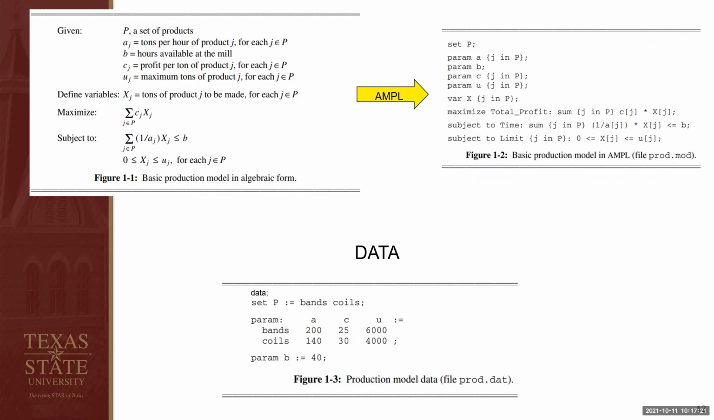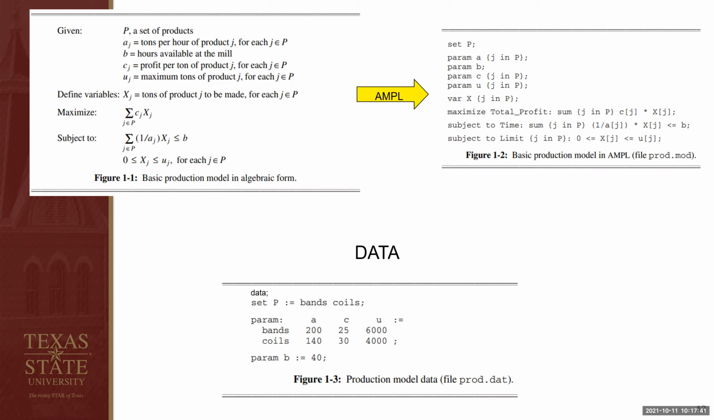Parameter C is the profit. And parameter U is the maximum tons, so that's for the demand. We're going to use that also as a right-hand side of one of the constraints. And you will see now that the constraints and the objective function are defined in general terms without the parameter values.